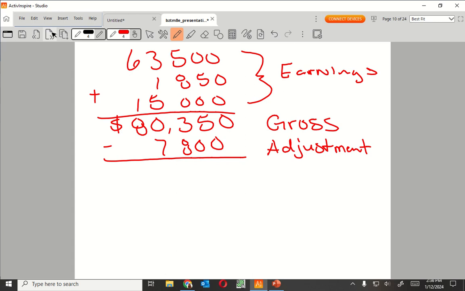Eight. Jonathan, what do we get? 72,000. There we go. And this is now going to be called my adjusted gross income. That is now my adjusted gross income.